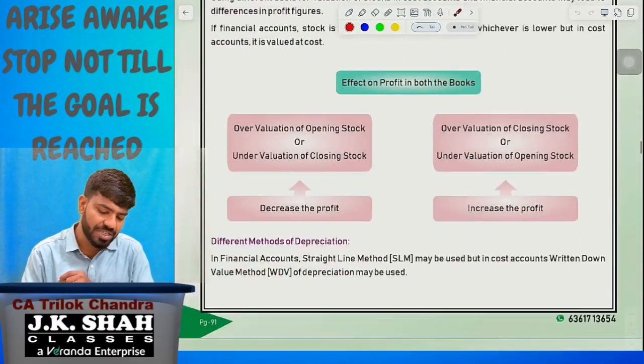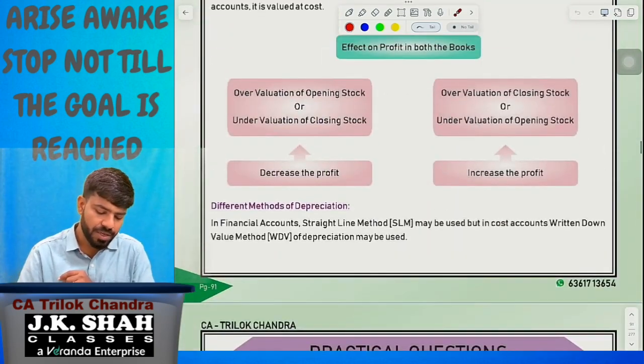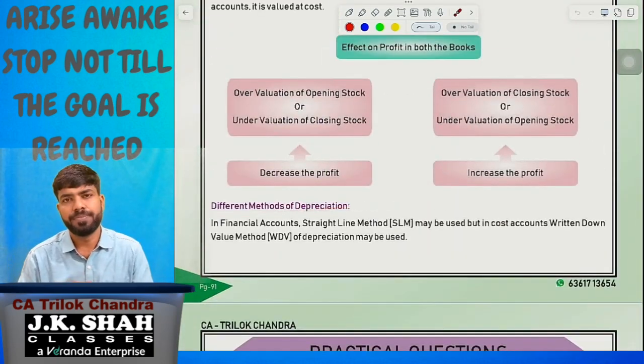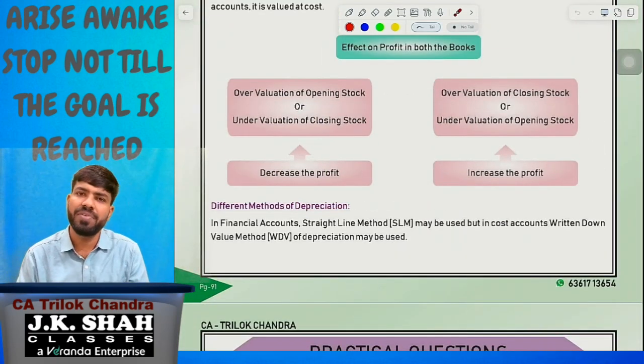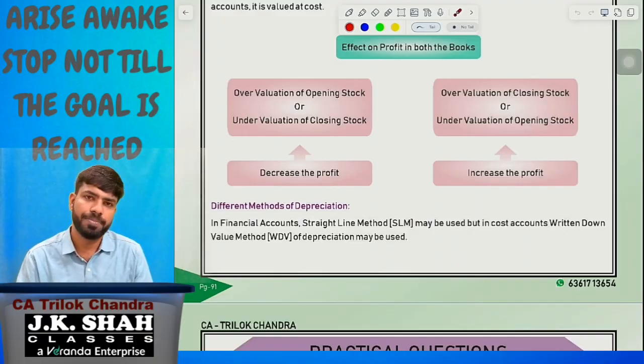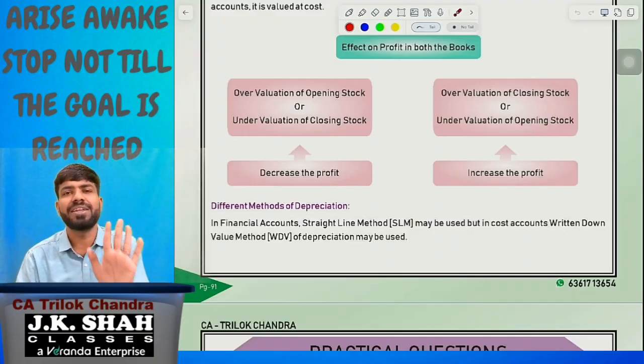At last, depreciation. Look here. Difference in method of depreciation. In cost books, they may follow WDV. In financial books, they may follow SLM. These are the 5 reasons which can create the difference.